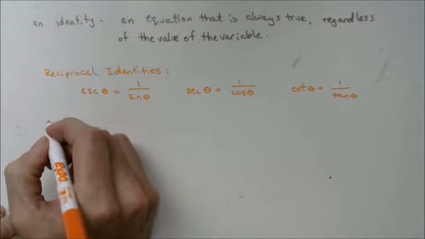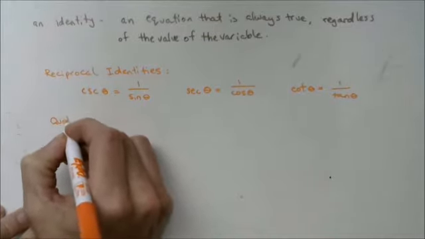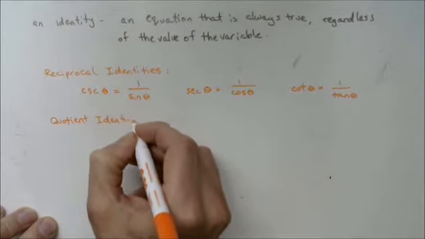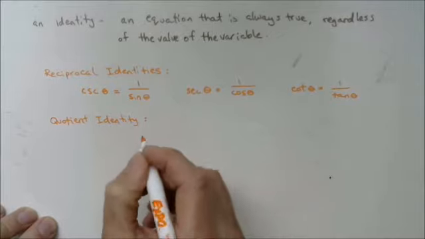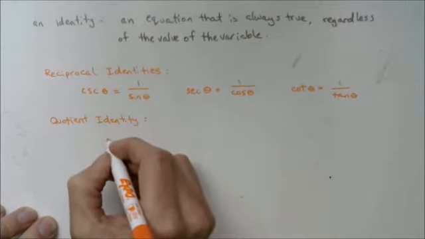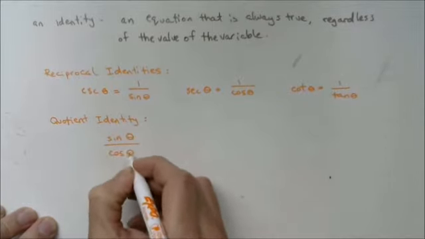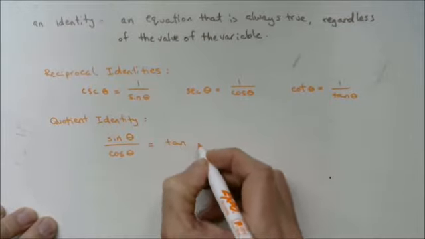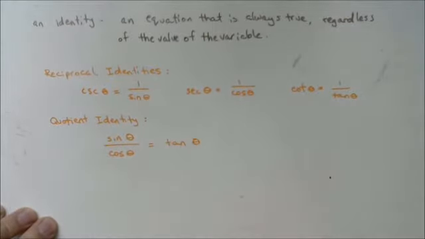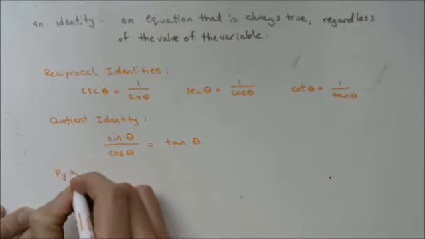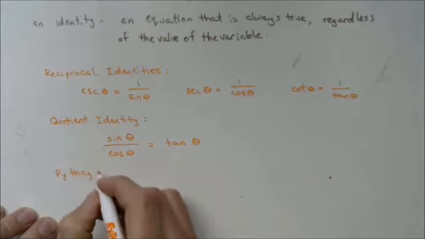Then we have the quotient identity. And we've never used this name for it, but it's also very straightforward. You already know it. It is sine of theta over cosine of theta is equal to the tangent ratio of theta. This will always be true no matter what the angle is. We're familiar with using that one already when we're gathering our exact values in the unit circle.